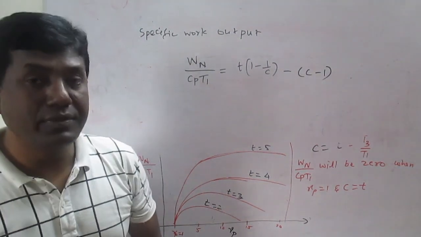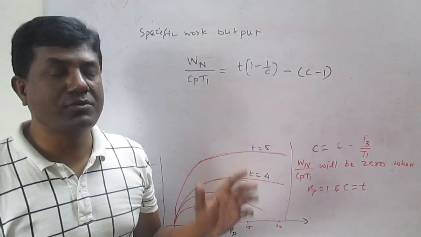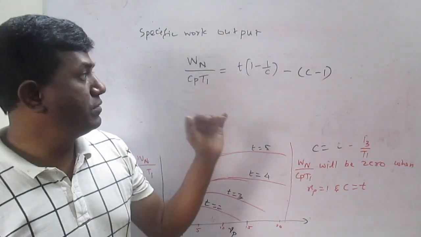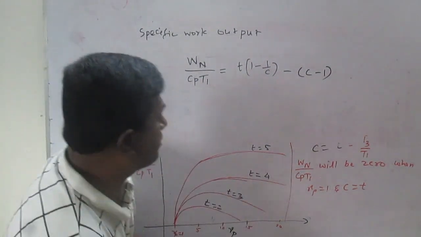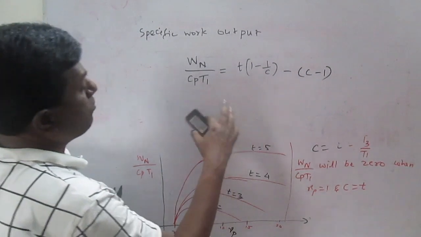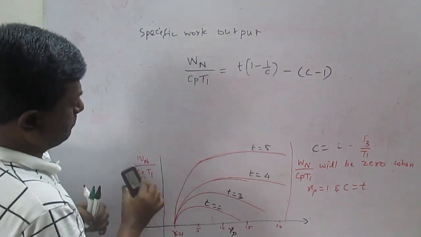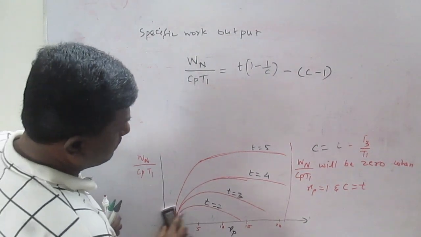Now we'll see how to obtain the maximum specific work. For obtaining the maximum specific work, we need to have a certain condition. The condition is that for a certain pressure ratio only, the specific work output will be maximum. So what is that condition? Let's see.